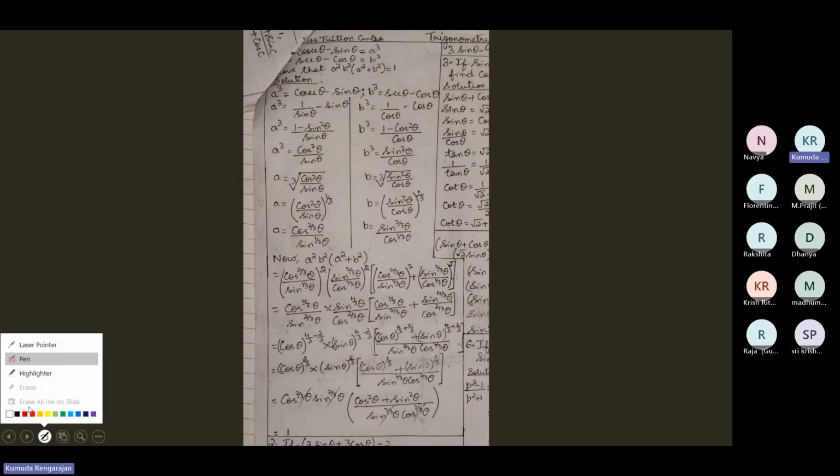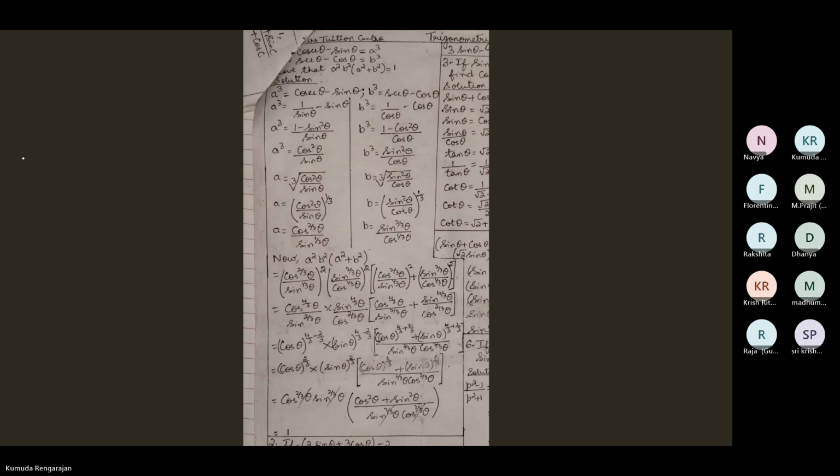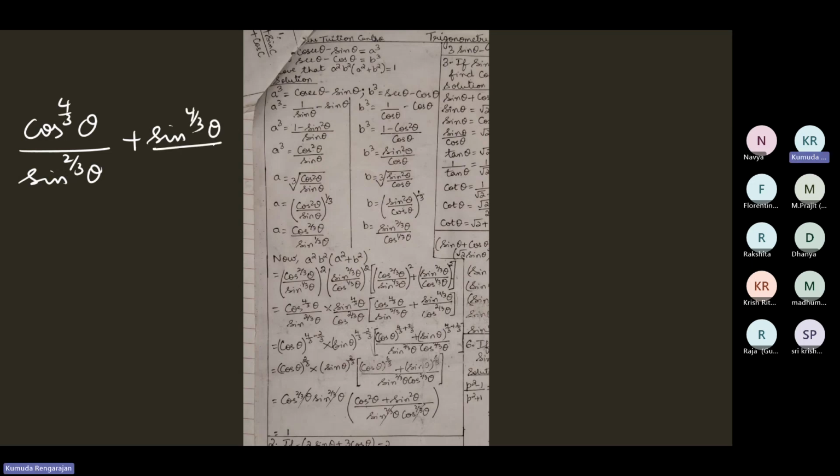Let me write that alone here, children. See, you have cos theta to the power 4 by 3, very important this is, by sine theta to the power 2 by 3, plus sine theta to the power 4 by 3 by cos theta to the power 2 by 3. Okay, the common denominator is the product of the denominators: sine theta to the power 2 by 3, cos theta to the power 2 by 3.